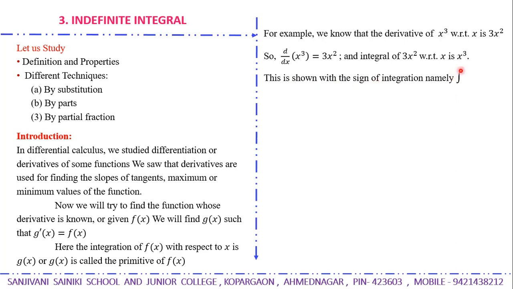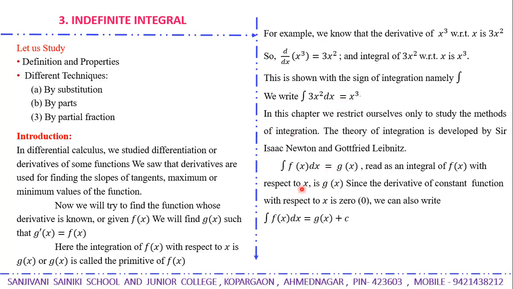And we denote the integration by this sign. This is the sign of denoting the integral. We write integration of 3x square. This dx represents with respect to which variable we are integrating. We are integrating 3x square with respect to x, just like in the derivative there is dy upon dx. What it indicates is that we are differentiating that function with respect to x. So here dx tells us that we are integrating this function with respect to x.